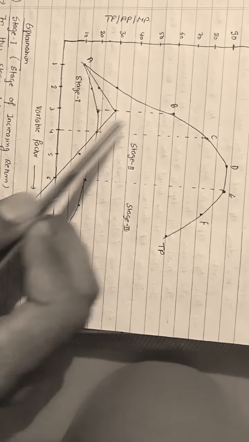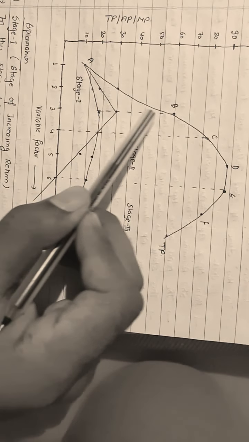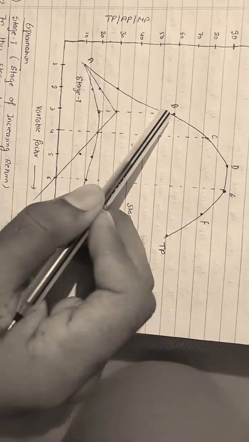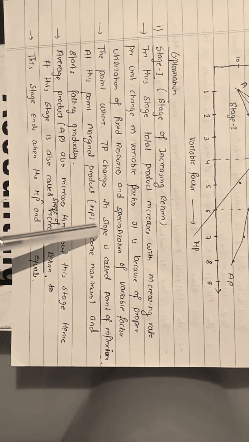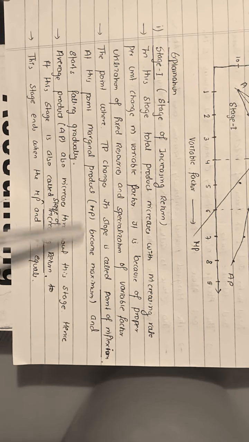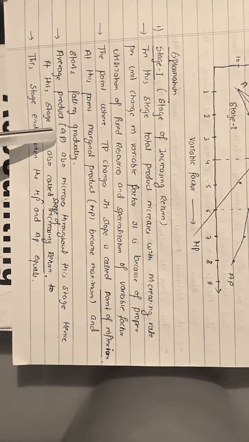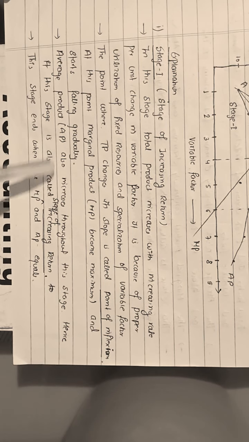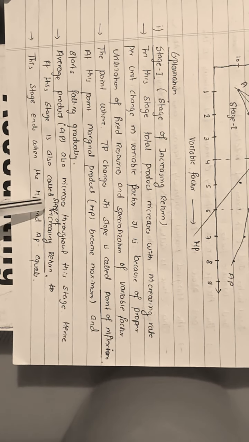and this is just straight above the maximum point of the marginal product. The point where the TP changes its slope is called the point of inflection. At this point, marginal product becomes maximum and it starts falling gradually. Average product AP also increases throughout this stage, and hence this stage is also called the stage of increasing returns.